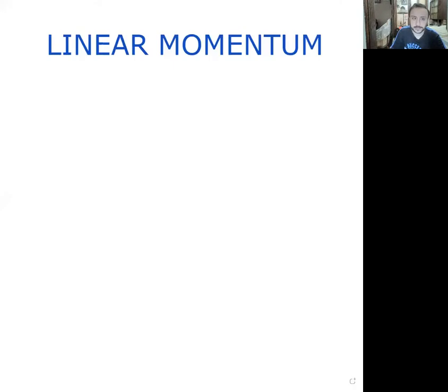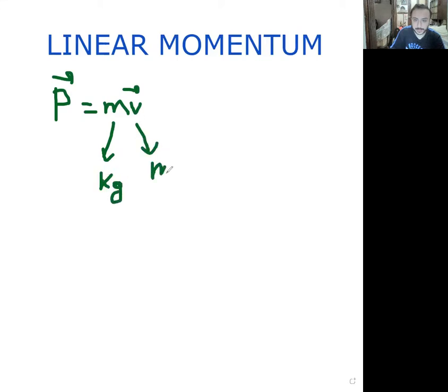Linear momentum. For a particle, the linear momentum is equal to m times v. M is the mass of the particle in kilograms and v is the speed in meters per second. So the unit of p will be kilogram times meter per second.